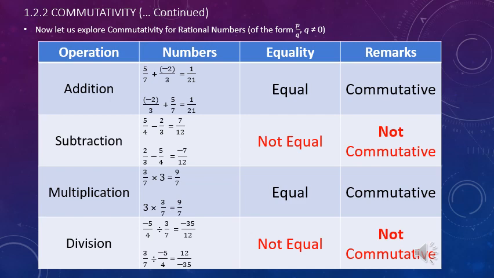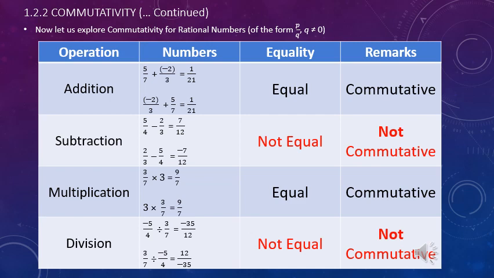For subtraction, 5 upon 4 minus 2 upon 3 is equal to 7 upon 12. Whereas when we change the order of the rational numbers, we get the answer as minus 7 upon 12. The answers are not equal, not matching, hence they are not commutative.